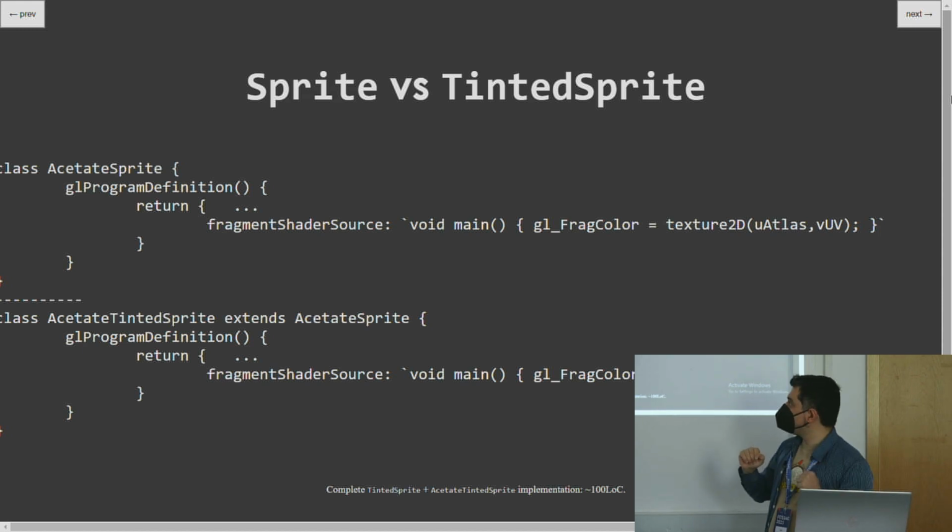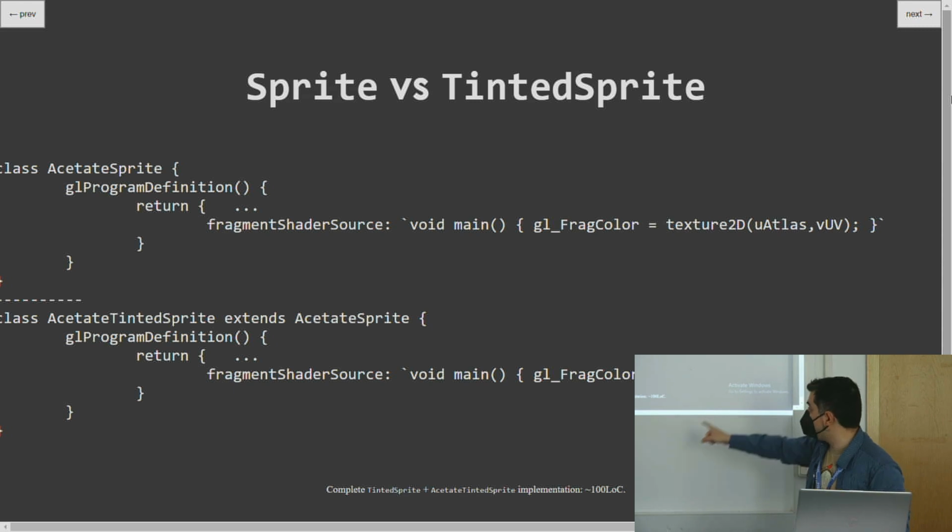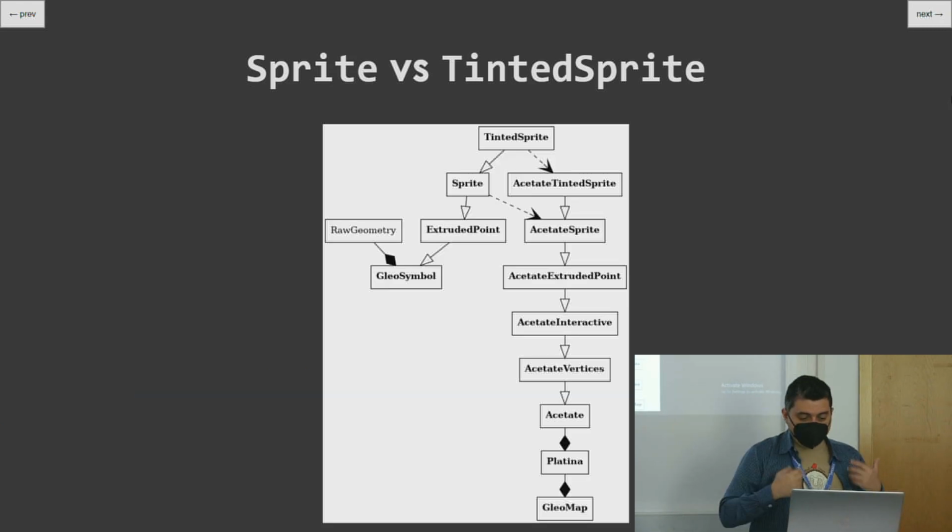Internally, how this works is it has the WebGL shader, and the difference between the normal sprite on the top and the tinted at the bottom is that I multiply the color by the tint color. And the rest of the implementation of this tinted sprite is 100 lines of code to make sure that this value has a value. And it's nice.